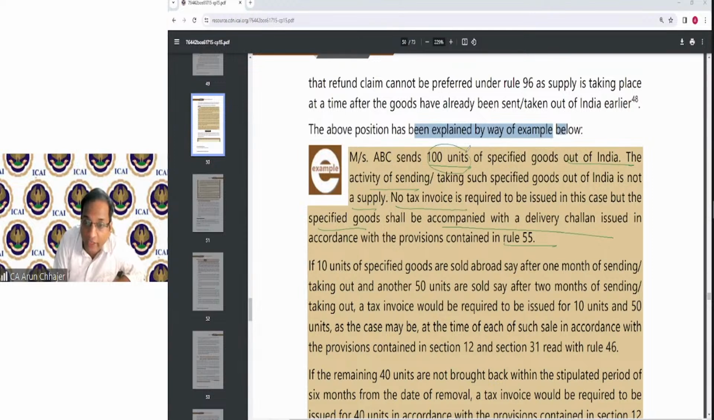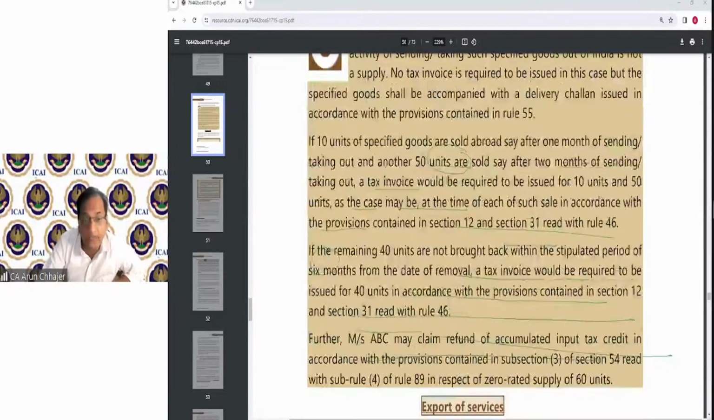Out of 100 units, 10 units are sold abroad, say after 1 month. Another 50 units are sold after 2 months. A tax invoice would be required to be issued for 10 and 50 as the case may be at the time of each sale in accordance with the provision. Okay. Next, the remaining 40 units.